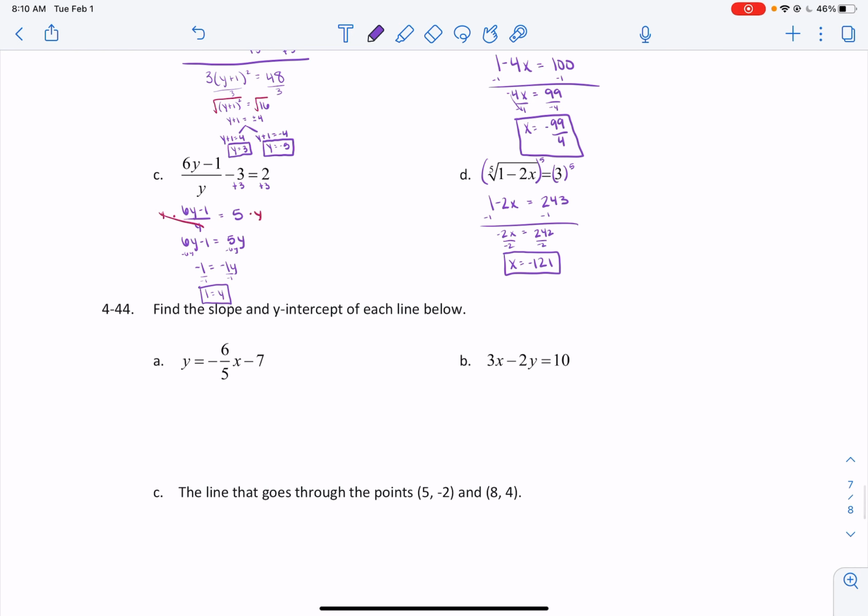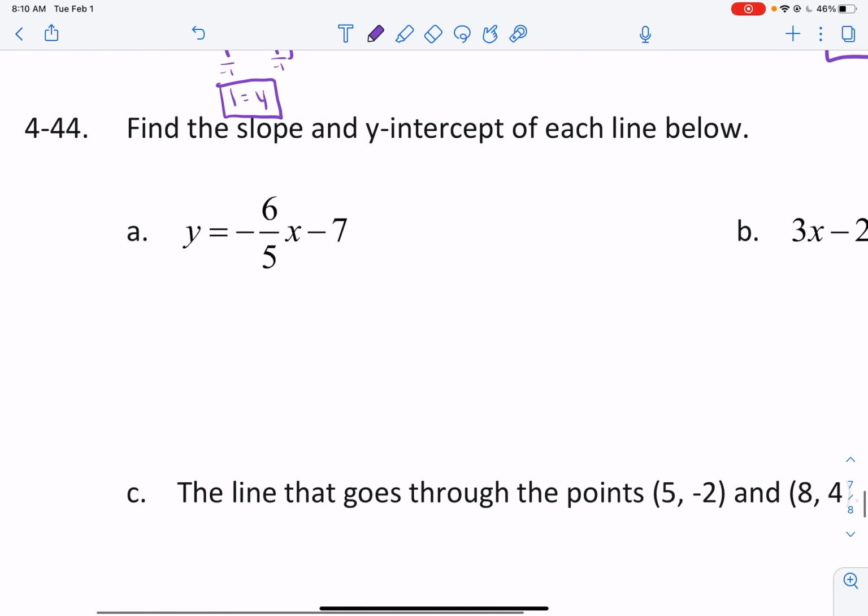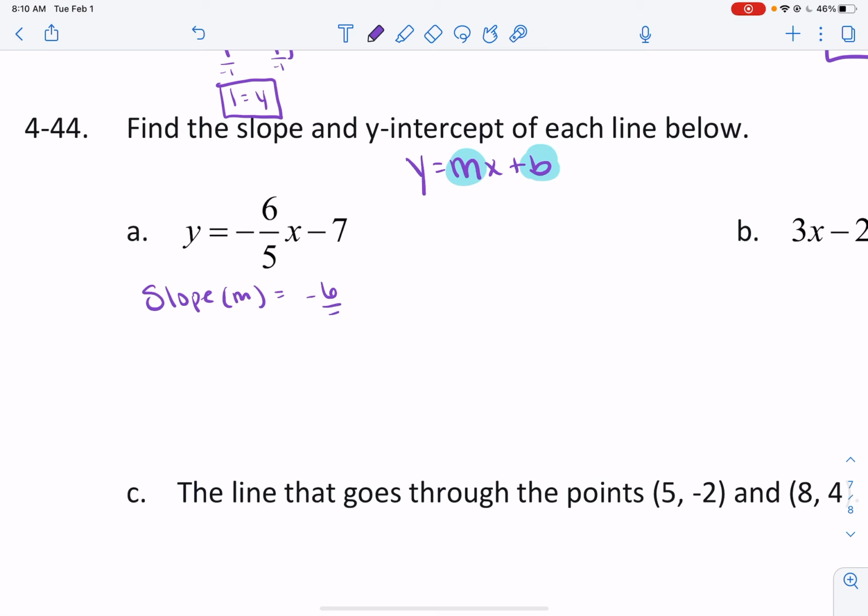All right, 4.4.4, we're going back to finding the slope. So remember, y equals mx plus b. m is your slope, b is your y-intercept. So your slope here, or your m, is negative 6/5. And your y-intercept, your b, that's at negative 7, so we'll write 0, negative 7 for the point.